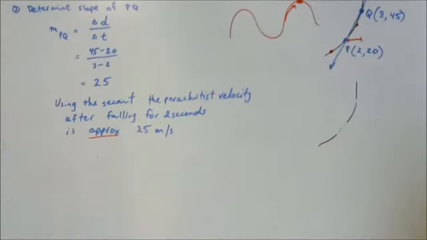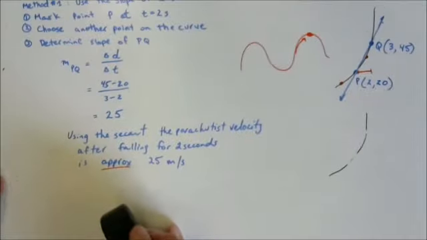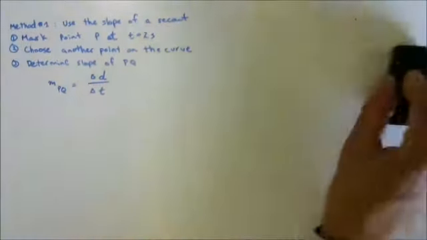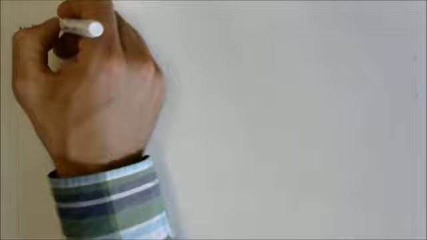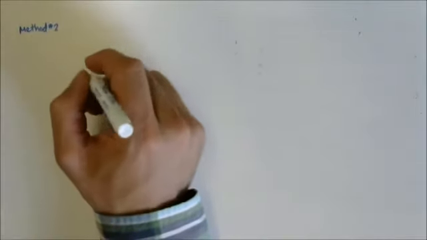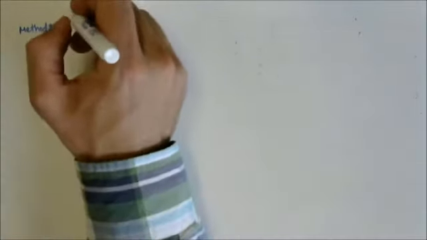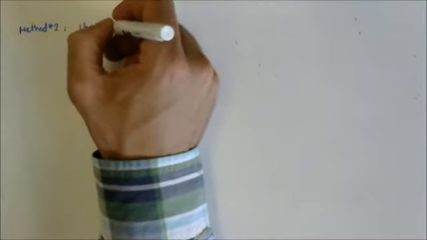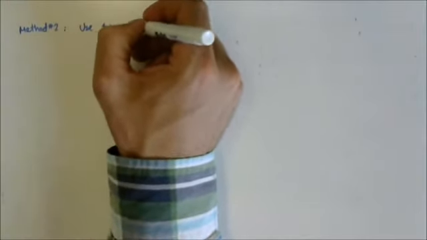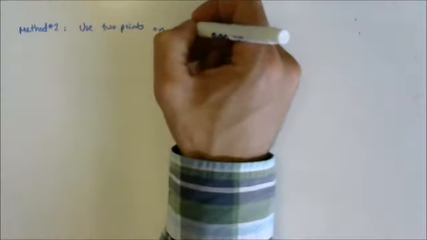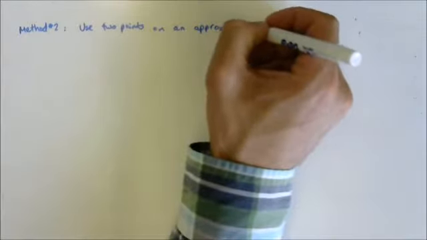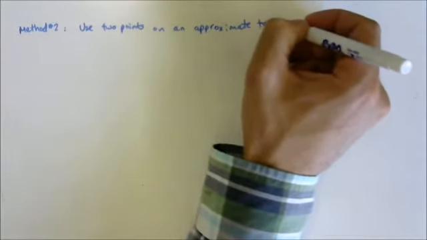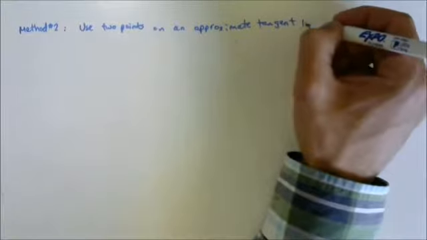Okay. Second method. I'm going to clear this. You didn't actually do this one, but whatever. Method number 2 is going to be use 2 points on an approximate tangent line.